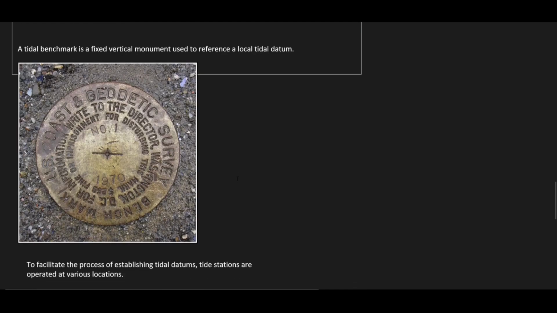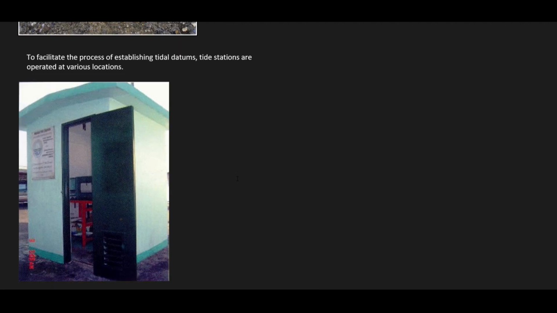We also have the tidal benchmark. It is a fixed vertical monument used to reference a local tidal datum. So this is an example of a benchmark. So how are these established? These are established using tidal observations. So you observe the tide for a significant period of time, and then you get the average of that, and you will get the mean sea level. Then to facilitate the process of establishing tidal datums, tidal stations are operated at various locations. So this is a tidal station where tidal observations are made for a certain period.